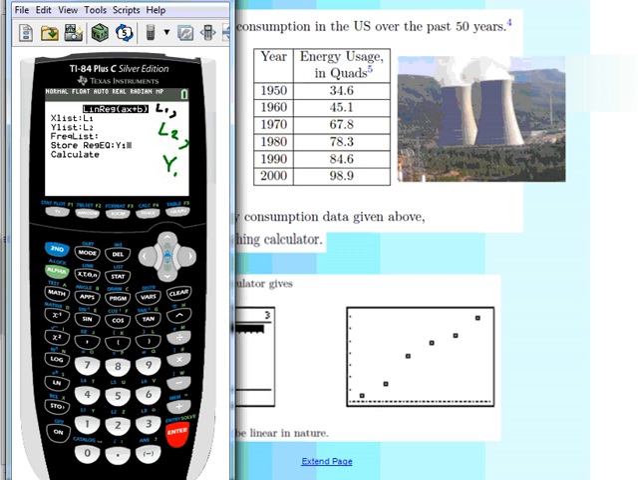Yep. Get the Y1 in there. Now you have to go down. You might think you're done, but you're not. On this screen, you have to hit the thing called calculate.